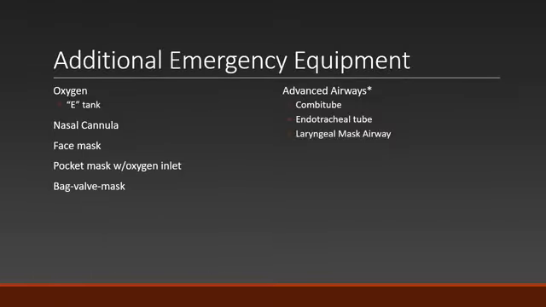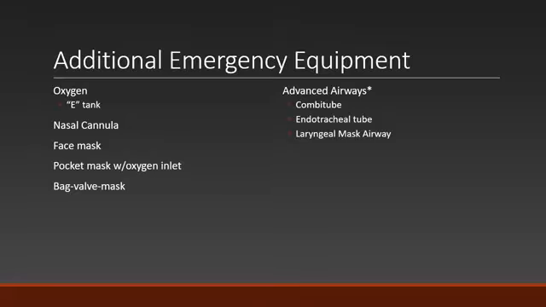This is a list of some of the additional emergency equipment that needs to be on hand. Some of them, the ones that have asterisks, if you're going to do deep sedation, these are required, but otherwise they're typically not. In terms of oxygen, you need to have additional oxygen on hand. Typically an E-cylinder is more than sufficient. Nasal cannula or face mask, pocket mask with oxygen inlet, some sort of way to provide supplemental oxygen to the patient.